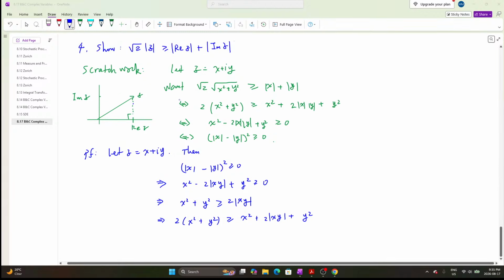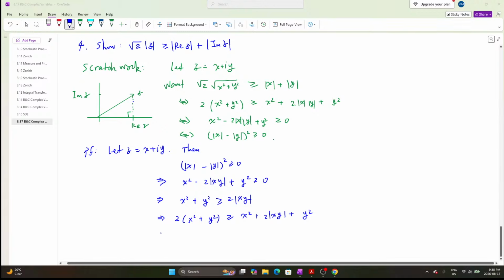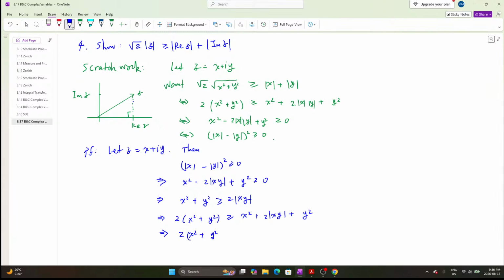Coming back to this inequality, that's the final goal, right? You can write it as x squared plus y squared, quantity times 2, greater or equal to the quantity of x absolute value plus y absolute value, squared.